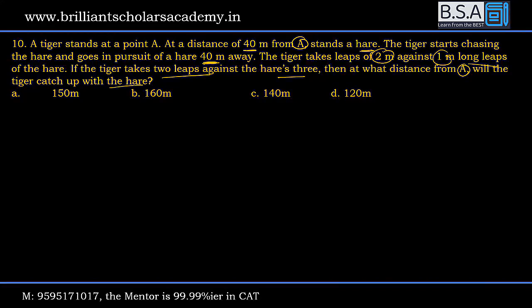Again, a simple question. There is a lot of word play. No speed has been given to you. No exact time has been given to you. You are being given a comparison: when the tiger leaps, the distance covered is 2 meters. When the hare leaps, the distance covered is 1 meter. If the tiger takes 2 leaps against the hare's 3, then at what distance from A will the tiger catch up with the hare?